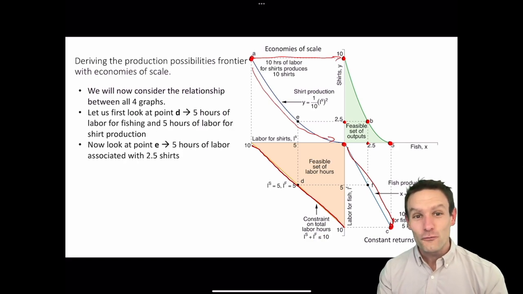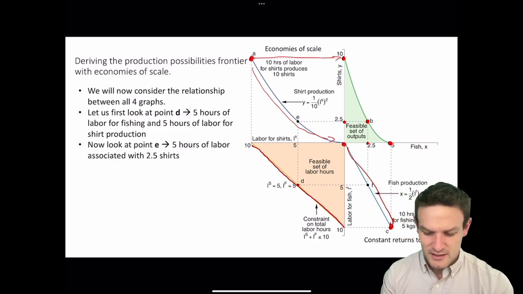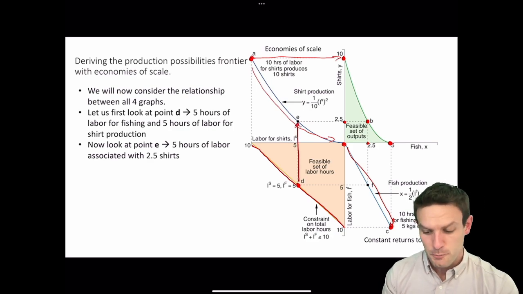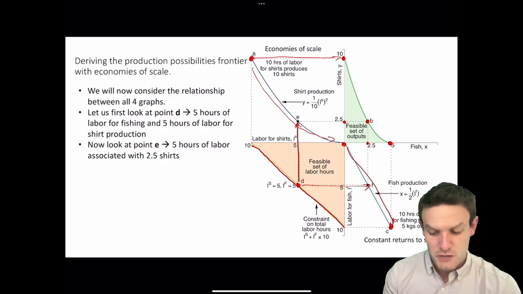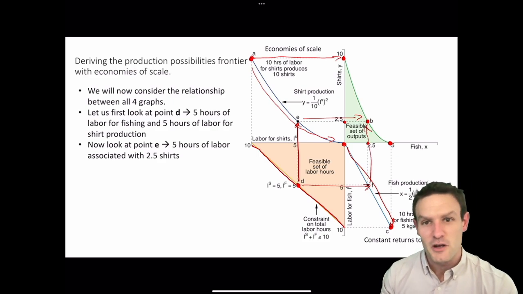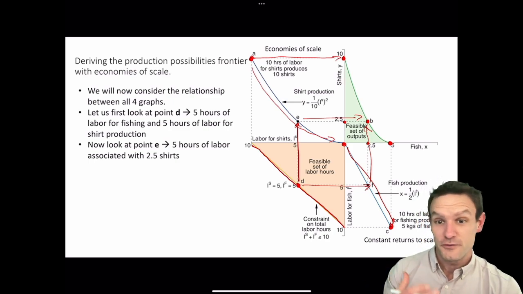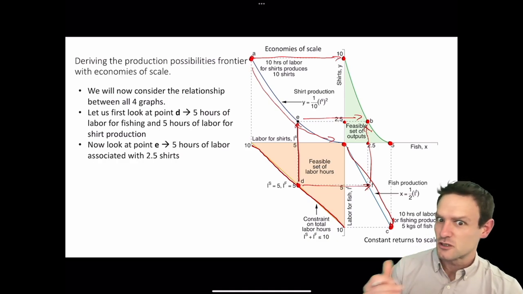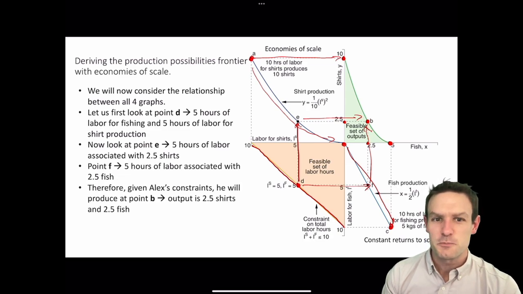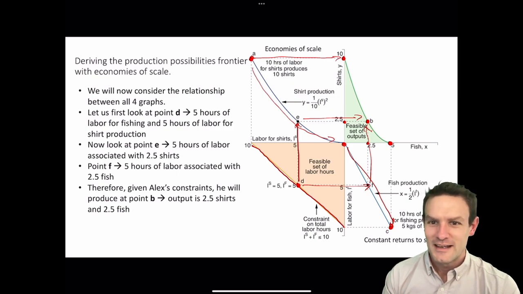So with all 4 graphs, we can look at, say, point D, see with point D, like I already said, that there are corresponding points, point E with shirt production and point F with fish production. Then those 2 points correspond to point B on the production possibilities frontier. And so that is telling us how we get from a point on the feasible set of labor time to the points on the production functions to the point on the production possibilities frontier. And so with this production possibilities frontier, he will produce at, say, point B, where the output is 2.5 shirts and 2.5 fish.